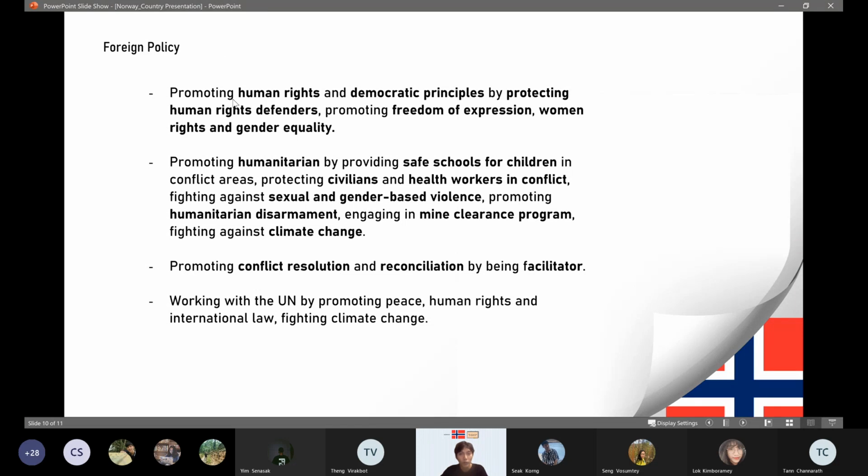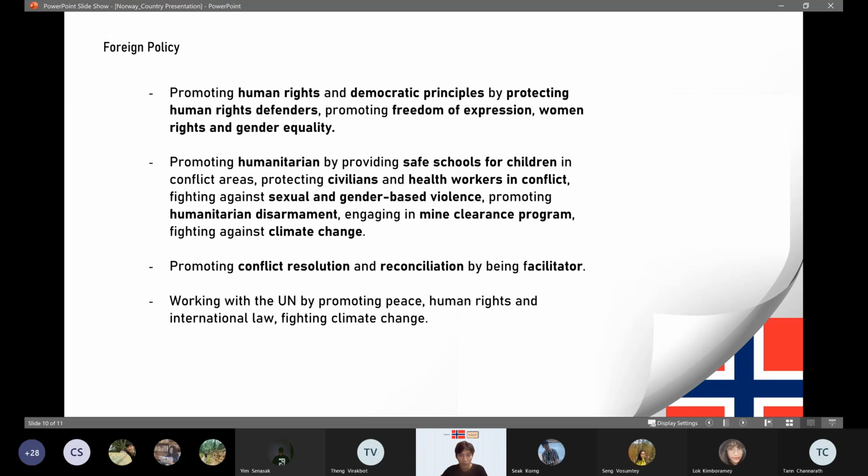The first one is promoting human rights and democratic principles by protecting human rights defenders, promoting freedom of expression, women's rights and gender equality, and promoting humanitarianism by providing safe schools for children in conflict areas, protecting civilians and health workers in conflict, fighting against sexual and gender-based violence, promoting humanitarian disarmament, engaging in mine clearance programs, and fighting against climate change. And the third one is promoting conflict resolution and reconciliation by being a facilitator.